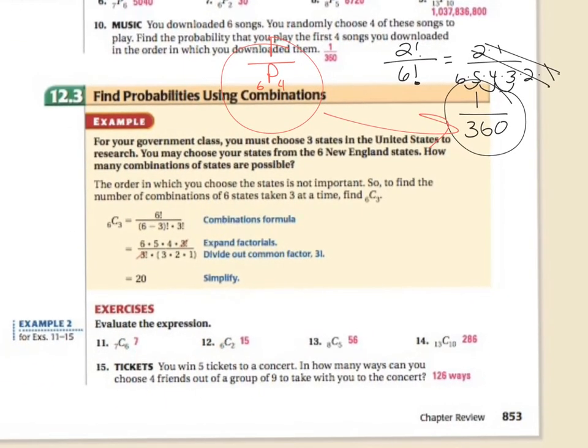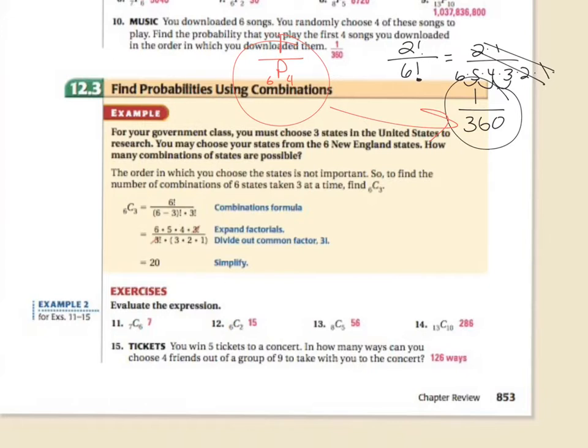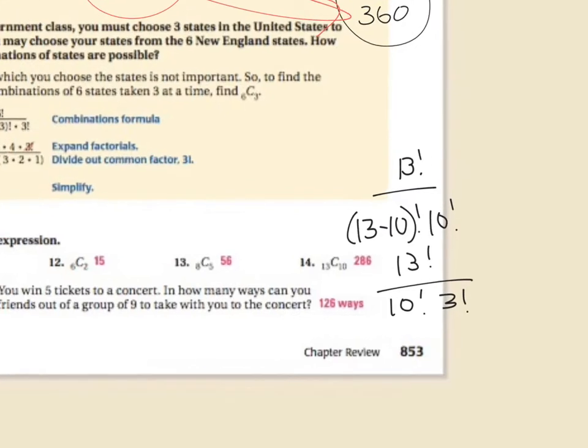All right, 3. Now we're in combinations. 12, 3. So 11 is 7, 12 is 15, 13 is 56, 14 is 286. Which one didn't you get? 14. So did you do 13 factorial over 13 minus 10 factorial times 10 factorial? So 13, 10.